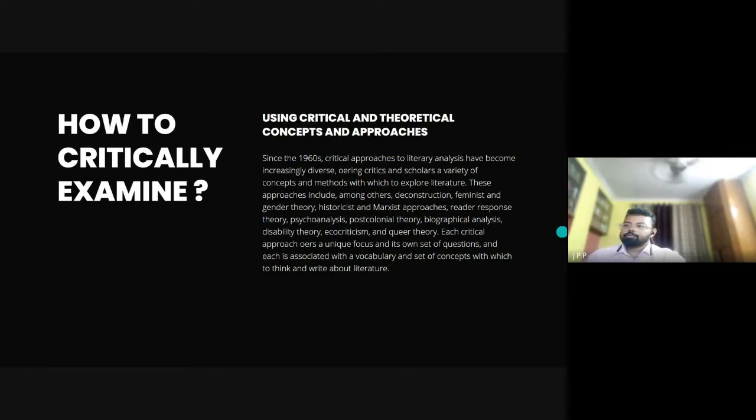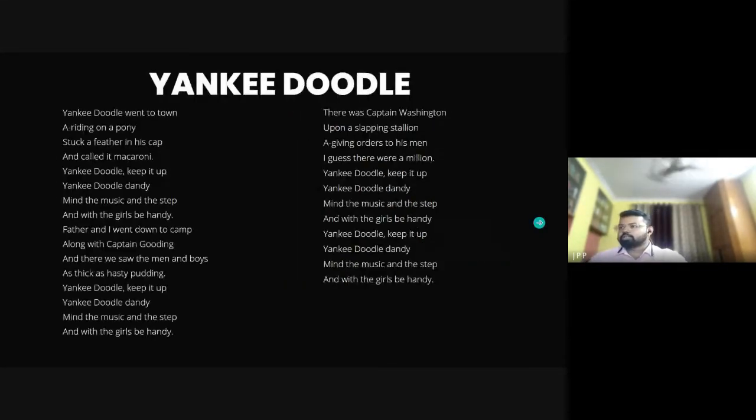So if we are to use these theories properly, let's go over and see how we can use them on an old American nursery rhyme, which I'm pretty sure you must have heard about, called Yankee Doodle. And if you haven't heard about it, then no issues. I also have downloaded a very short poem regarding it. It's a nursery rhyme, so yes, I do have it here somewhere. Just a second.